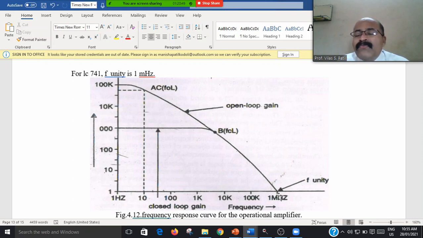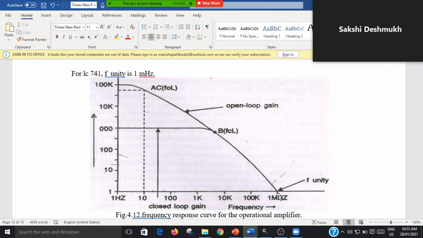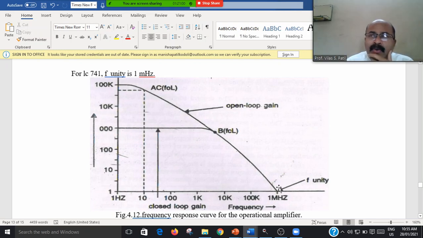Give me response. Is the graph visible? Yes, sir. Okay. Now the cursor is visible, look, at unity MHz, megahertz.